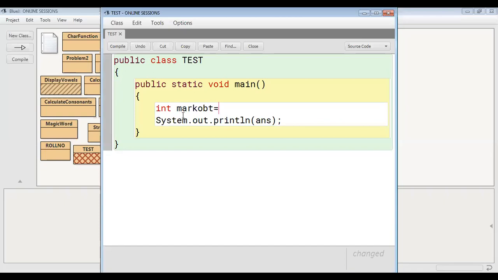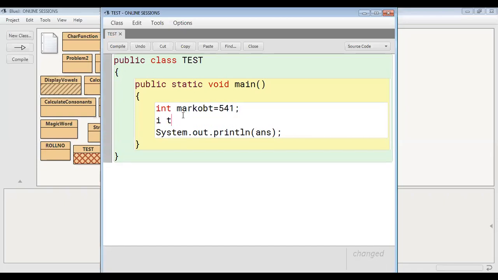Assume the student has scored 541, and an integer, total marks, MRK. And how much is the total marks? MRK, short form. Now the total marks is out of 700, and the student has scored 540. Now, how do we calculate the percentage?